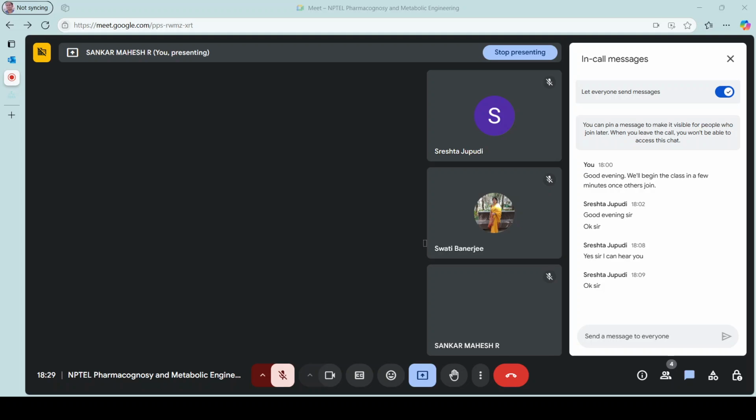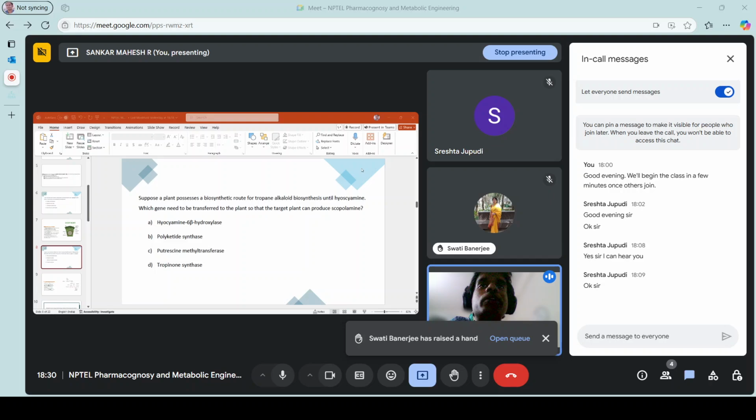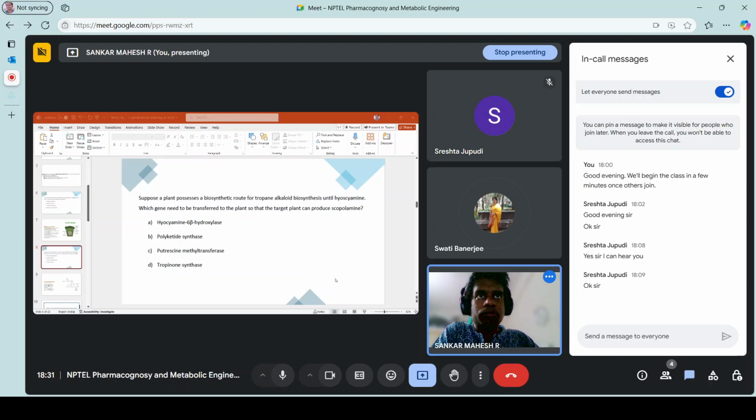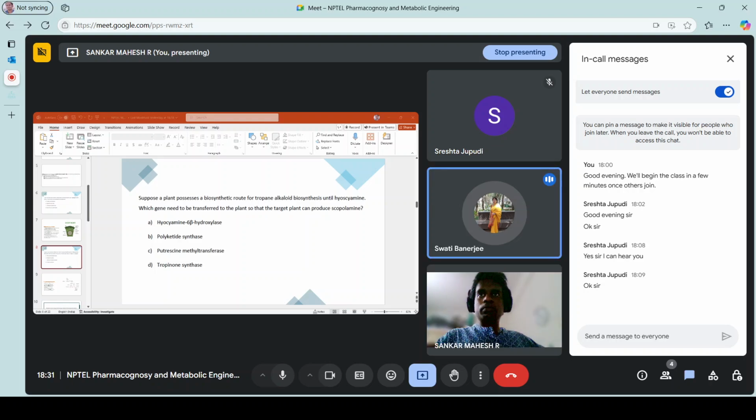Yes, Swati, you can unmute and you can first tell us what you know about hyoscyamine and how it is related to scopolamine. So the pathway is, ornithine will be synthesized to tropane and then hyoscyamine, and then it will lead to the scopolamine production.